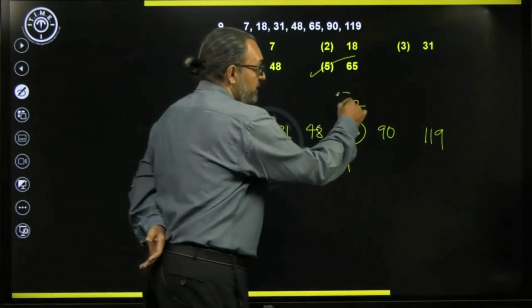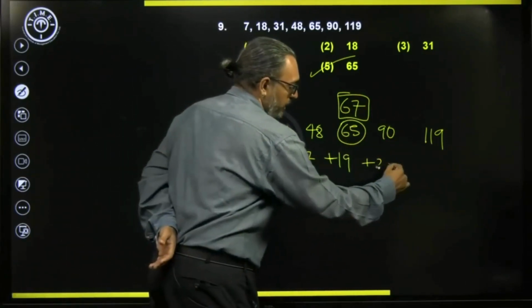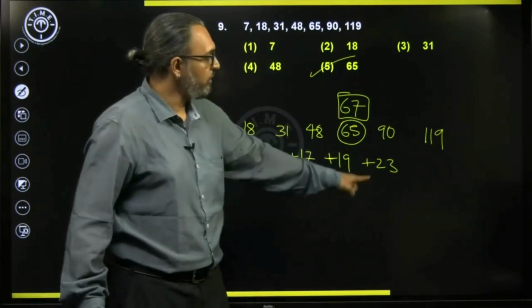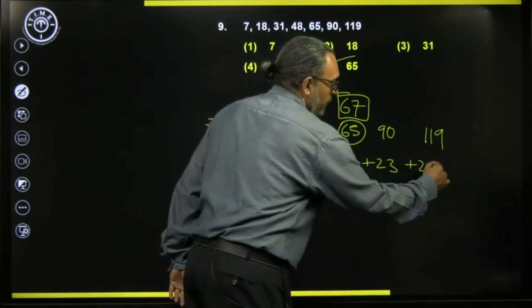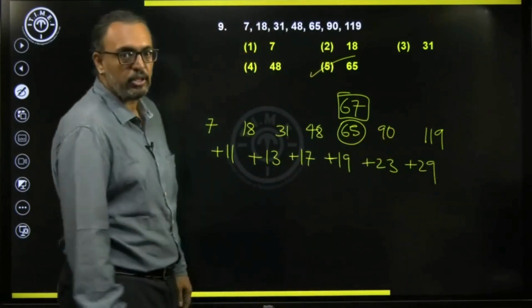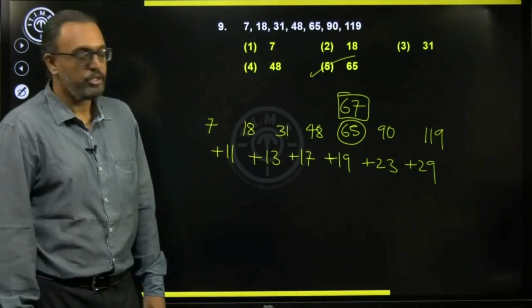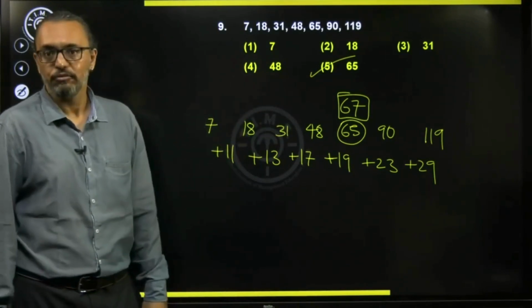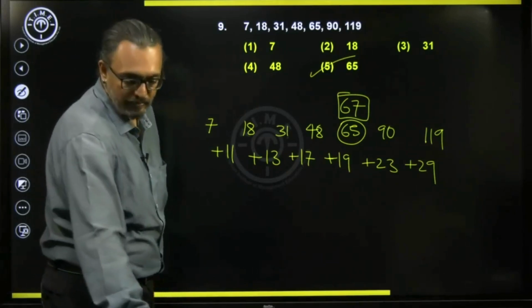Then using 67, will I get the next 90? So what is the next prime number after 19? 23. So 67 and 23, you get 90. And then you have 29. So you get 119. So that way, consecutive prime number addition. So the wrong number is 65. Okay, right.